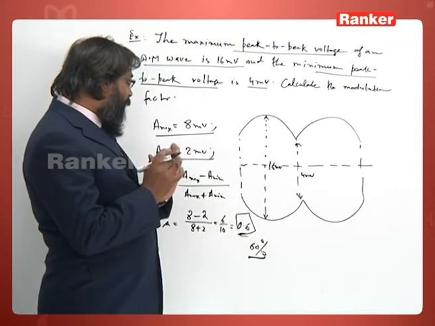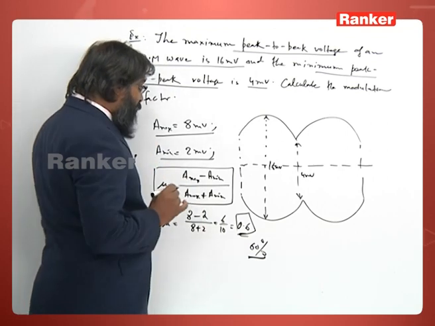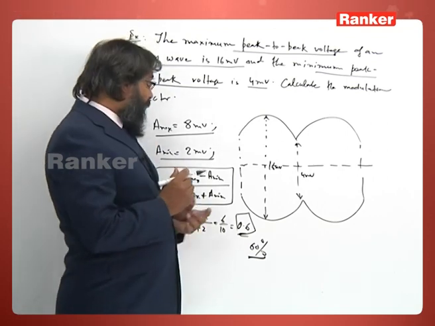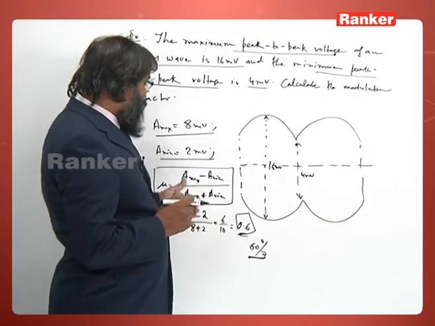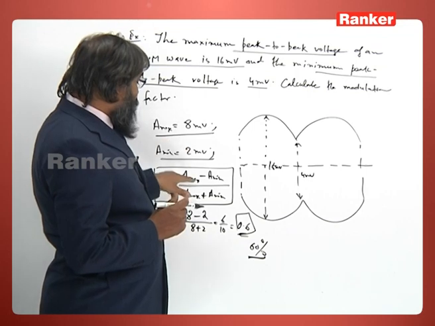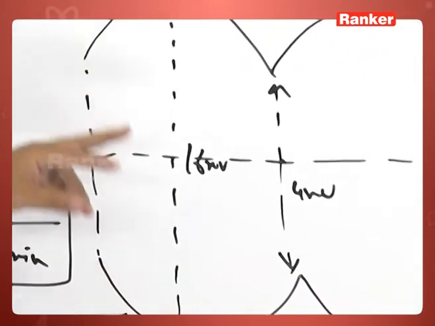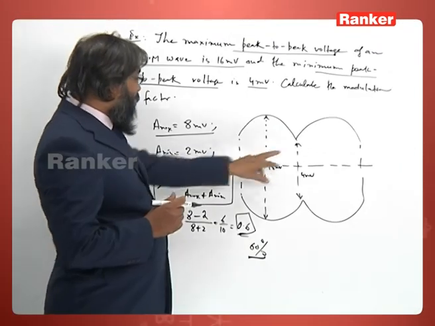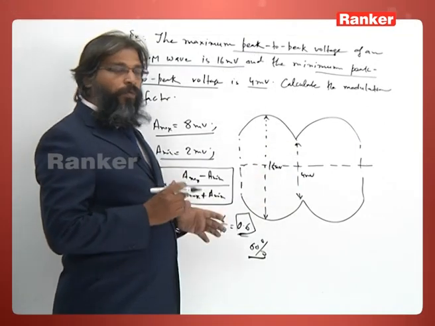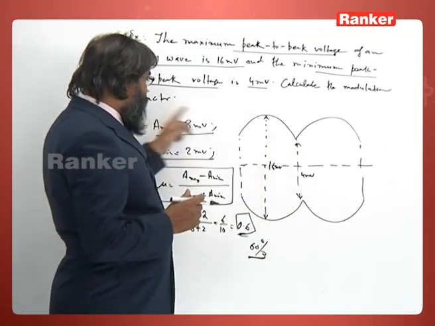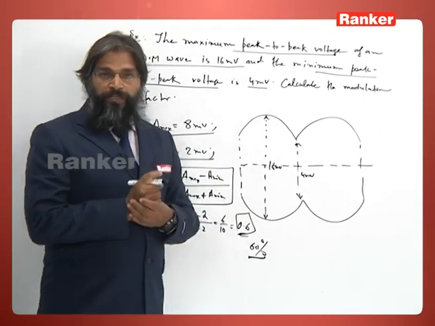So the modulation index here is 60%. In this problem you have to remember two things. One, the formula: mu is A max minus A min by A max plus A min. Already we have seen this in previous examples. And the calculation of A max is half of the peak to peak voltage, and A min is half of the peak to peak minimum voltage. We should be very careful with this peak to peak notation.